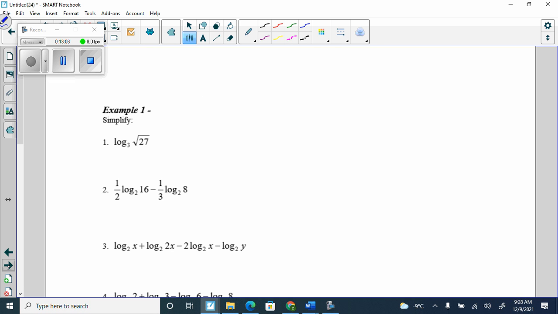So, what is the square root of 27 as an exponent? 27 to the what? 1/2. So we get log base 3 of 27 to the 1/2. Remember that your square root is to the 1/2, because what's the index on a square root symbol? So say I do the square root of x. What's the exponent on the x? I just drop it underneath. So I get x to the 1/2.